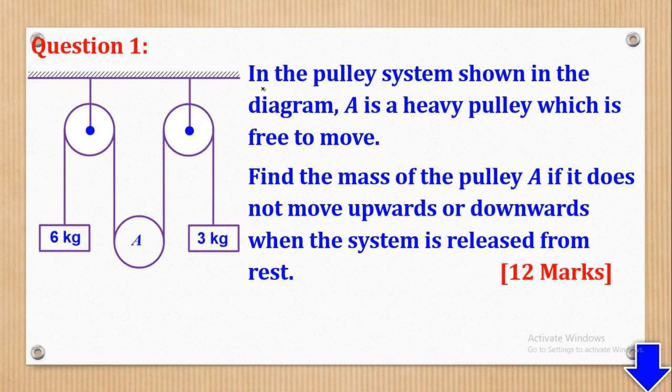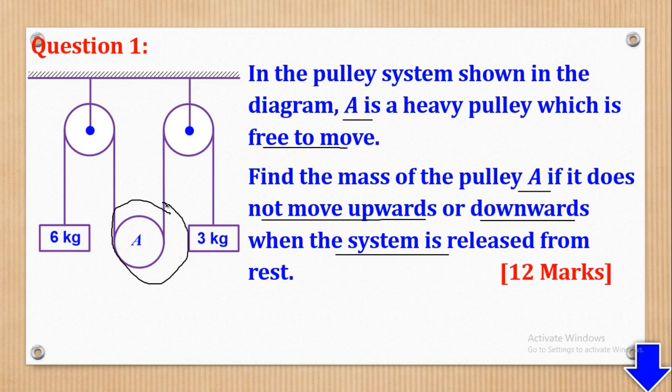Question 1 says that in the pulley system shown in the diagram, A is a heavy pulley which is free to move. Find the mass of the pulley A if it does not move upwards or downwards when the system is released. So this one does not move up or down when the system is released.